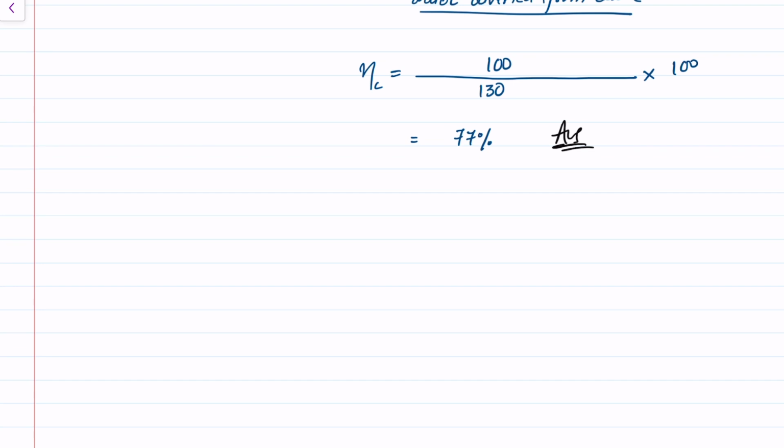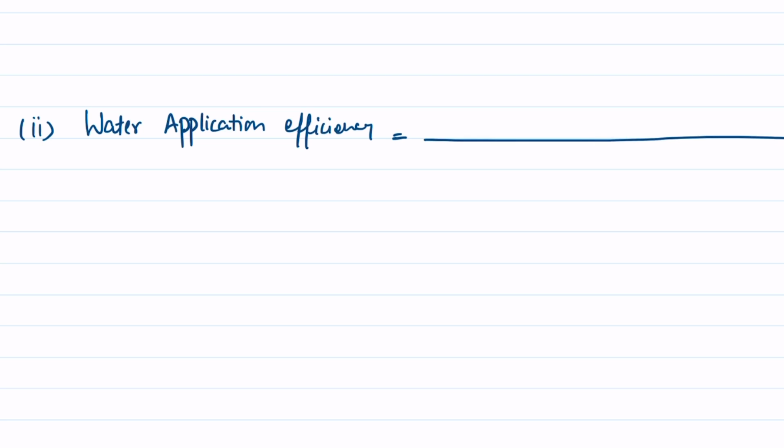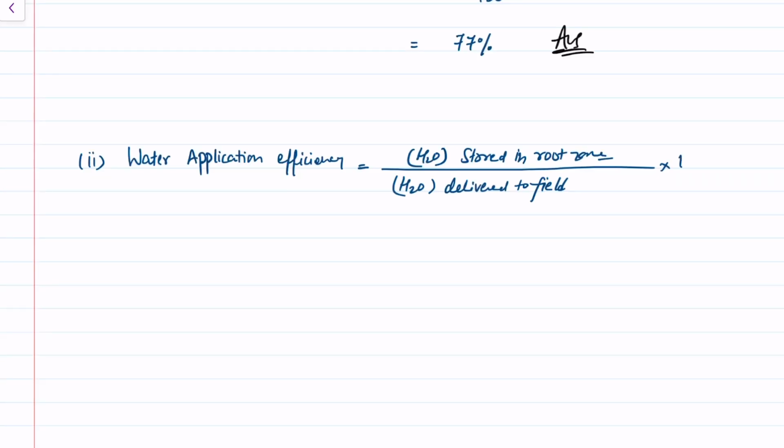Then the second thing that we have to find, the second type of efficiency, is the water application efficiency. The formula for water application efficiency is the water that is stored in the root zone to the total quantity of water that is delivered to the field, into 100. This is the formula for water application efficiency.